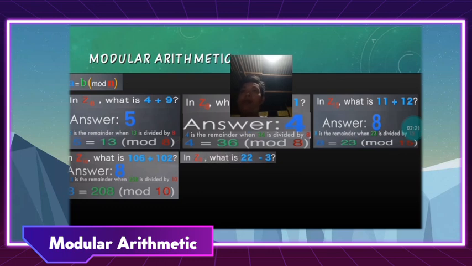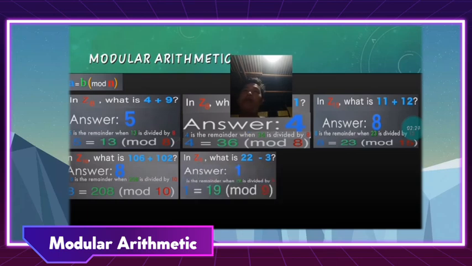In Z sub 9, what is 22 minus 3? The answer is 1. It's because 1 is the remainder when 19 is divided by 9. Or in other words, when you keep on subtracting 9 from 19, and as you reach the numbers 0 to 8, you will reach the number 1. So we may write 1 is equal to 19 modulo 9.